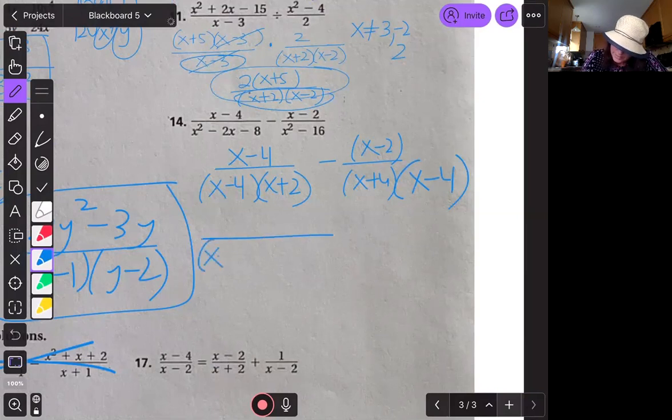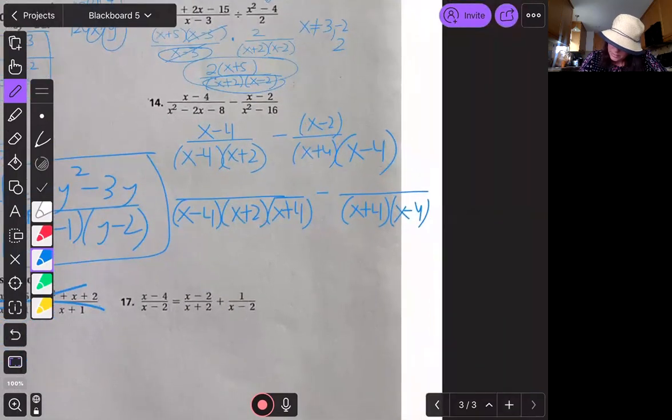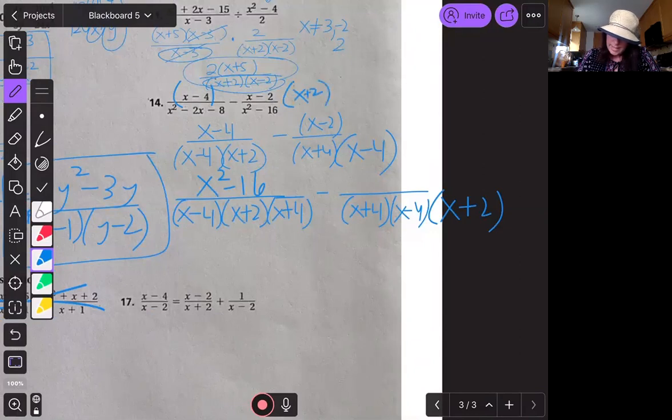Okay, so here's our common denominator. We need an x minus 4, an x plus 2, and an x plus 4. We need that for both of them. For this one, top and bottom, we can figure out what we're missing, and we're missing the x plus 4. So we multiply by x plus 4 up top, and you would get x squared minus 16 when you FOIL that out. Over here, we are missing the x plus 2. If we multiply that top and bottom, we would get x squared minus 4.